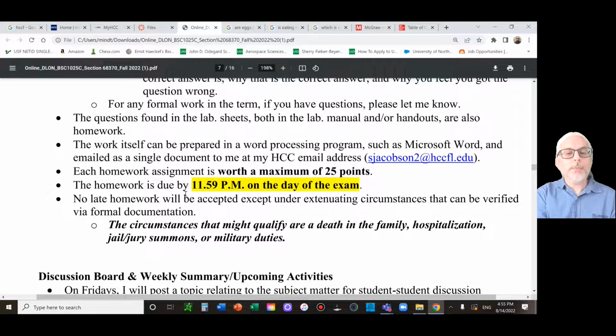Notice it's due by 11:59 p.m. on the day of the exam. It's not due by midnight, which means effectively the next day. Like anything else in college, late work's not accepted unless there are extenuating circumstances. And you can see those right here. Now, something might happen that's outside of this, and you wonder if it'll qualify. Ask me. Yeah, sure, there might be something, but these are the most common things.